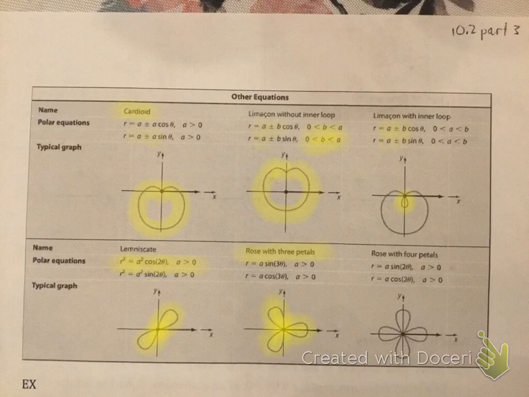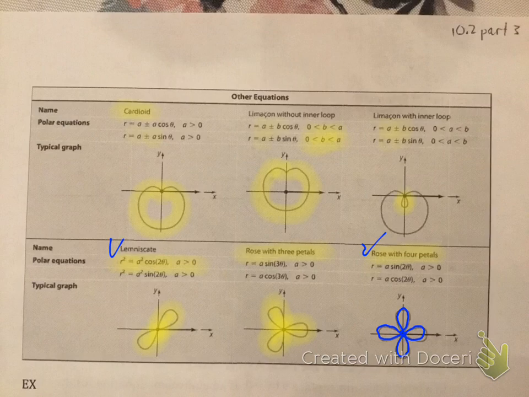And finally, we can get a rose with 4 petals. So what happens there is r equals a sine of the double angle, or r equals a cosine of the double angle. Guys, it's important to know the difference between this and, let me do a check mark here, the Lemniscate. Because the Lemniscate has r squared equals a squared, whereas a rose is just r equals a. So that's how to tell the difference between the two. Otherwise, they look very similar because they're both dealing with the double angle.